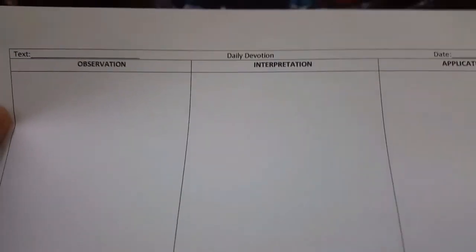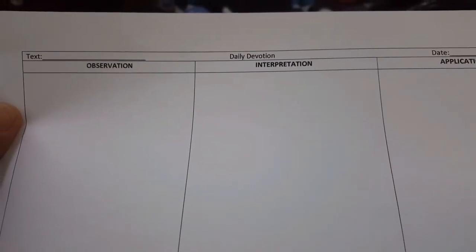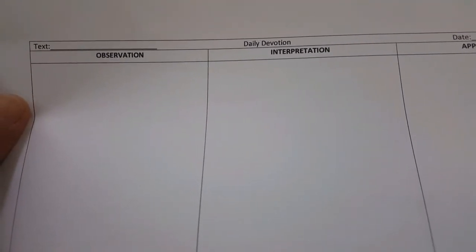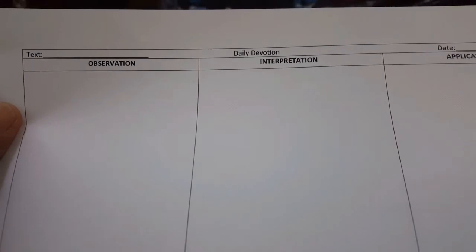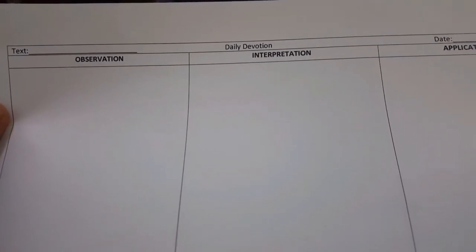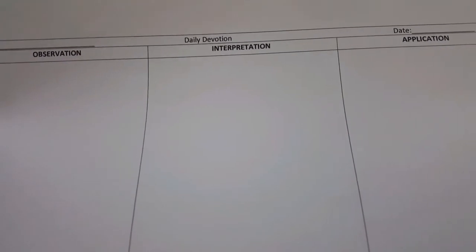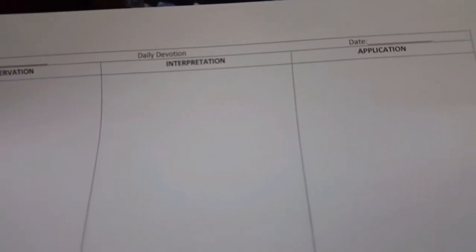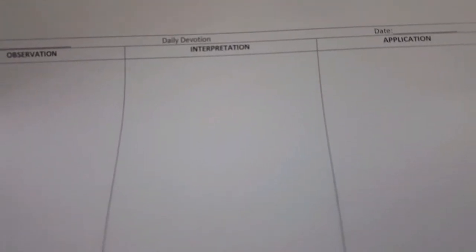So interpretation has connection with the observation. If we don't observe properly, then we cannot interpret properly. And if we cannot see the interpretation, then there's nothing to be applied. So basically, application is based on the things that we have noted under interpretation.